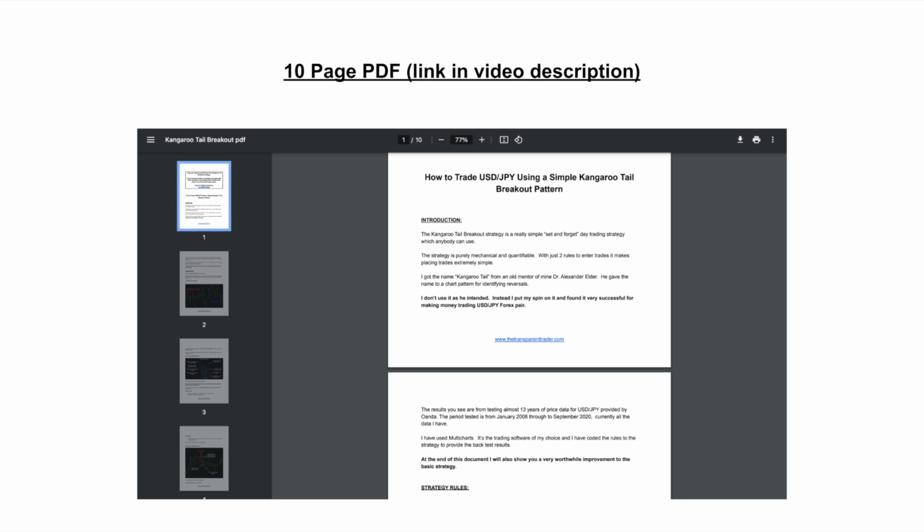And here's a little screenshot of the 10-page PDF which I created back in 2020 when I first came up with this strategy. I want to note here that I've given you the basic rules in the previous slide. But in the original video, I did come up with a modification which actually doubles the profitability of each trade. I'm not going to go into details here. All the details for that modification are in this 10-page PDF.